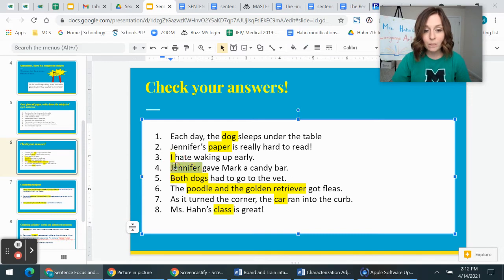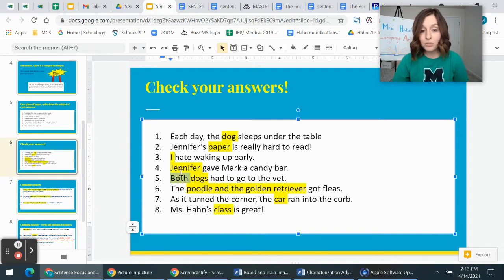Let's look at number four. Jennifer gave Mark a candy bar. Here, Jennifer does the action. We have Jennifer and Mark, but don't be tricked. This is not a compound subject. The action is giving, and only one person does the giving. That's Jennifer. So in this sentence, Jennifer is the only subject.